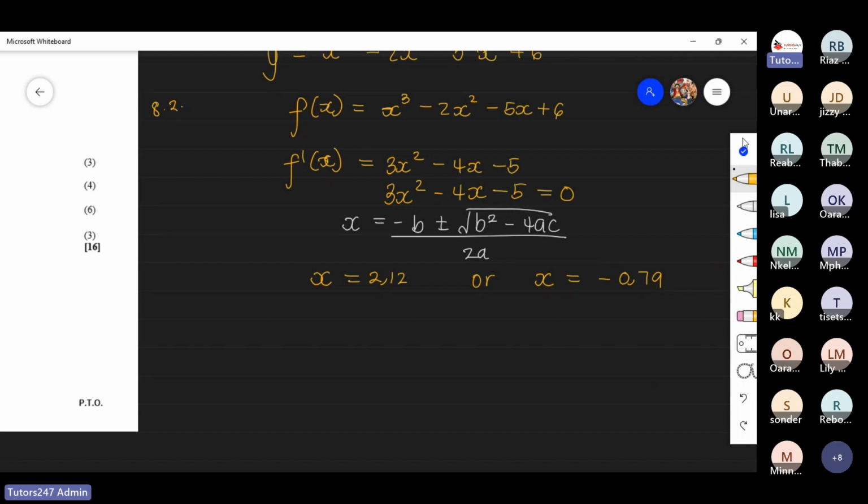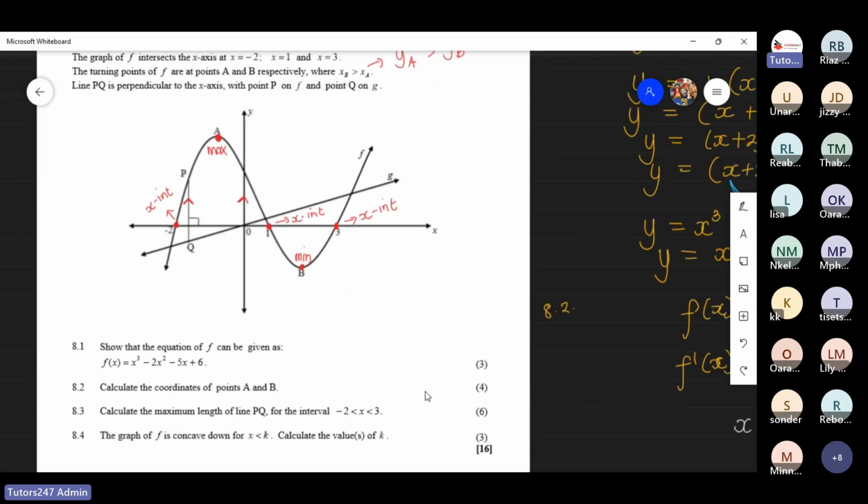Now, if we go back to our graph, we can see that B is in the positive x area and A is in the negative x area.